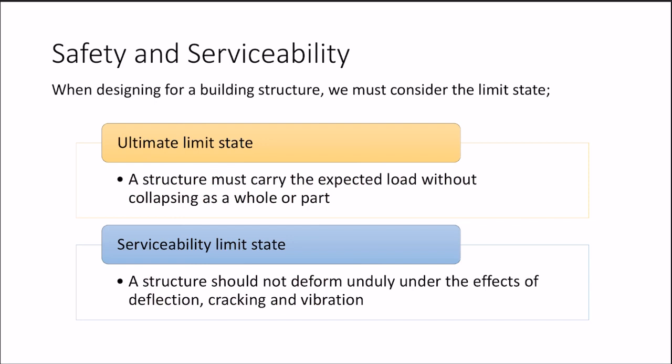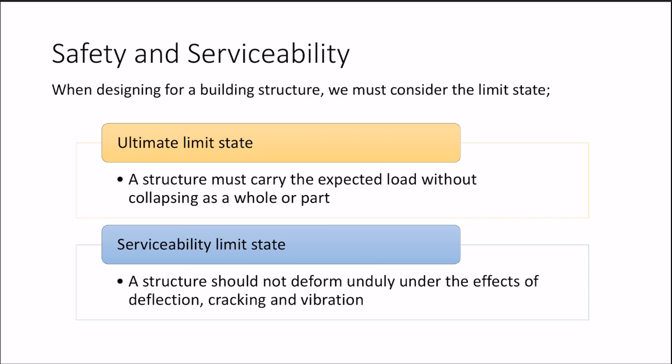When designing for building structure, we must consider the limit state, of which there are two: ultimate limit state and serviceability limit state. Ultimate limit state is that a structure must carry the expected load without collapsing as a whole or part. For example, some of the ultimate limit states for steel to be considered are strength, stability, fracture due to fatigue, and brittle failure. It varies depending on the material. Safety in this respect depends on two factors. First, the loading that the structure is designed to carry has been correctly assessed, and the strength of material used in the structure has not deteriorated.